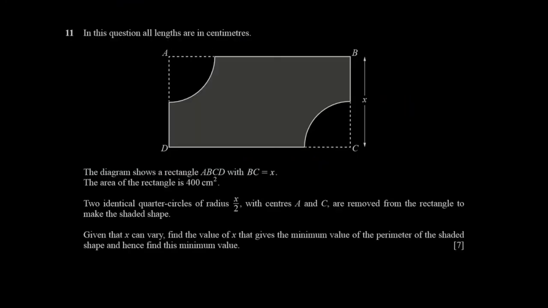Right then, question 11. The diagram shows a rectangle ABCD, so this thing here, where the length BC is equal to x. The area of the rectangle is 400. Two identical quarter circles of radius x by 2, that is half x, so a half of that whole length there, are removed from the rectangle to make the shaded shape. Given that x can vary, find the value of x that gives the minimum value of the perimeter of the shaded shape, and hence find this minimum value.